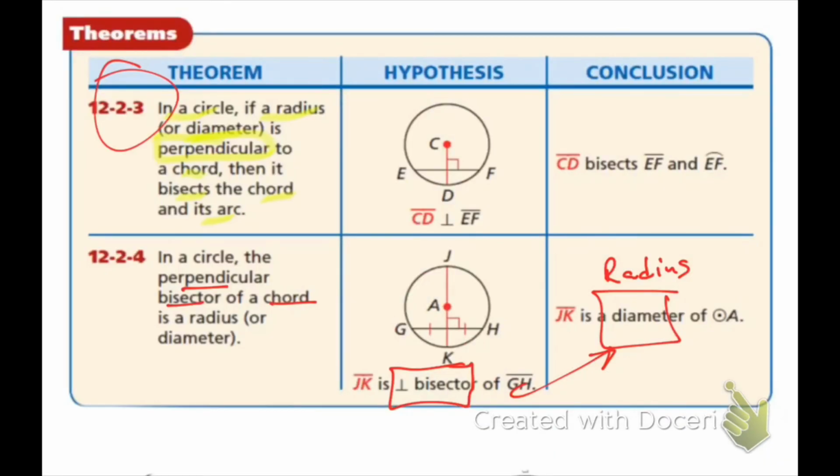So obviously you could use the converse. If you start with something that's bisected, you know that the segment that's the perpendicular bisector is the radius or diameter.